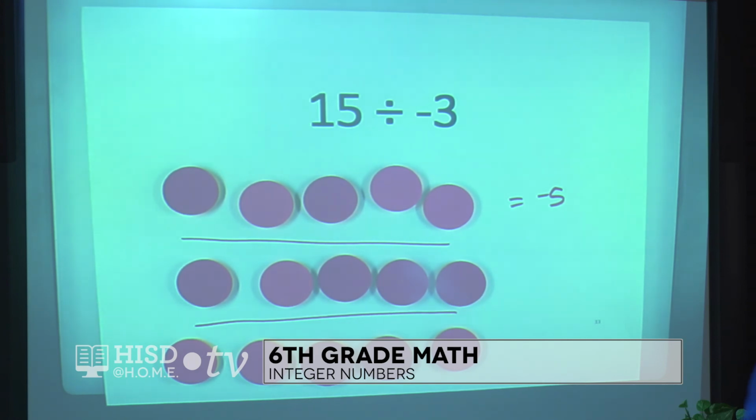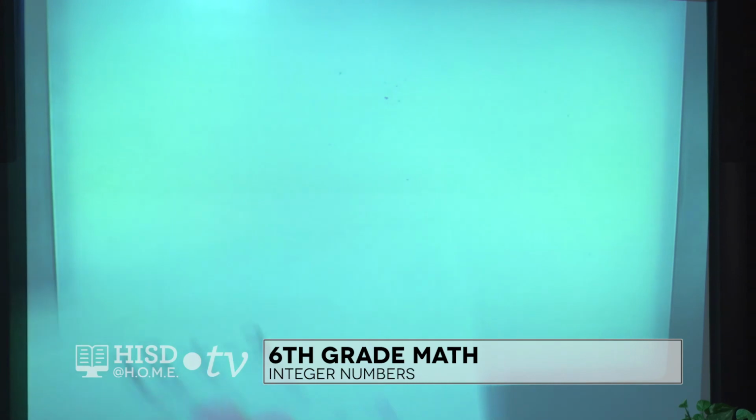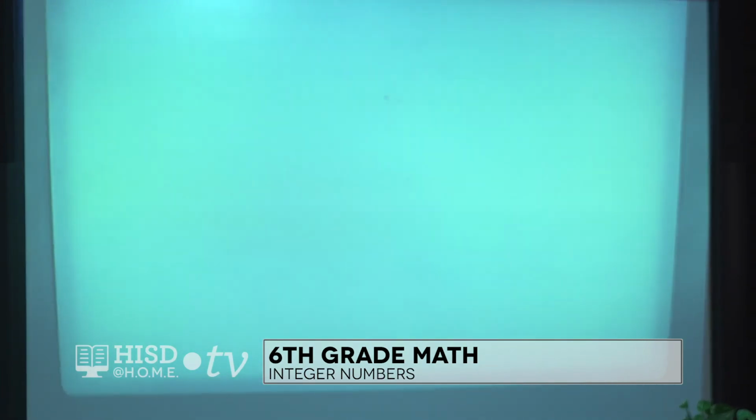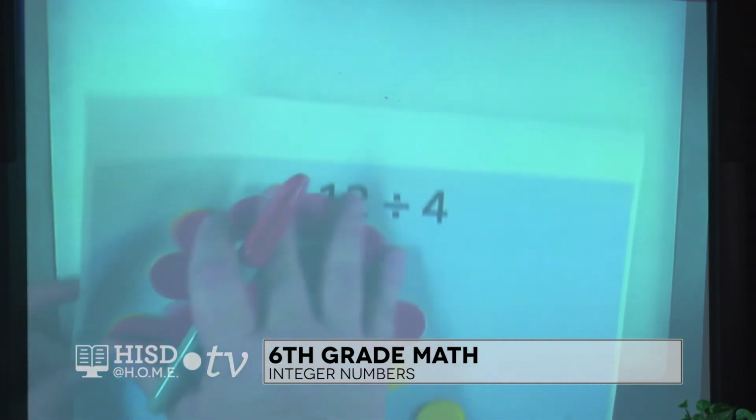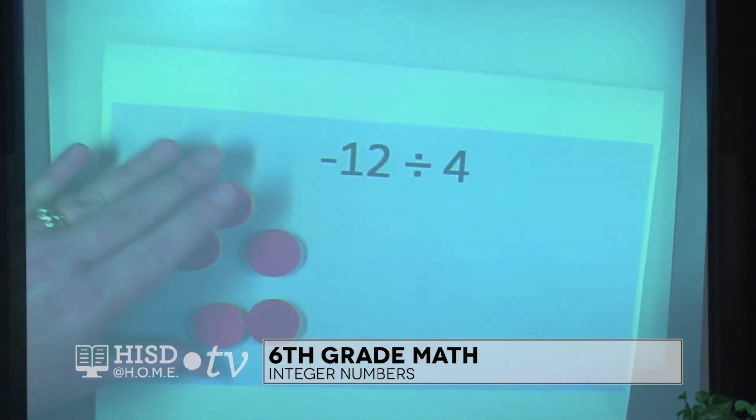If I have one positive value and one negative value, then my answer is going to yield a negative number. So let's just try this out. I want you to see to make sure that you can do this. Please feel free to keep using your color counters if you want, but at some point we really want you to start being able to do this in your head.